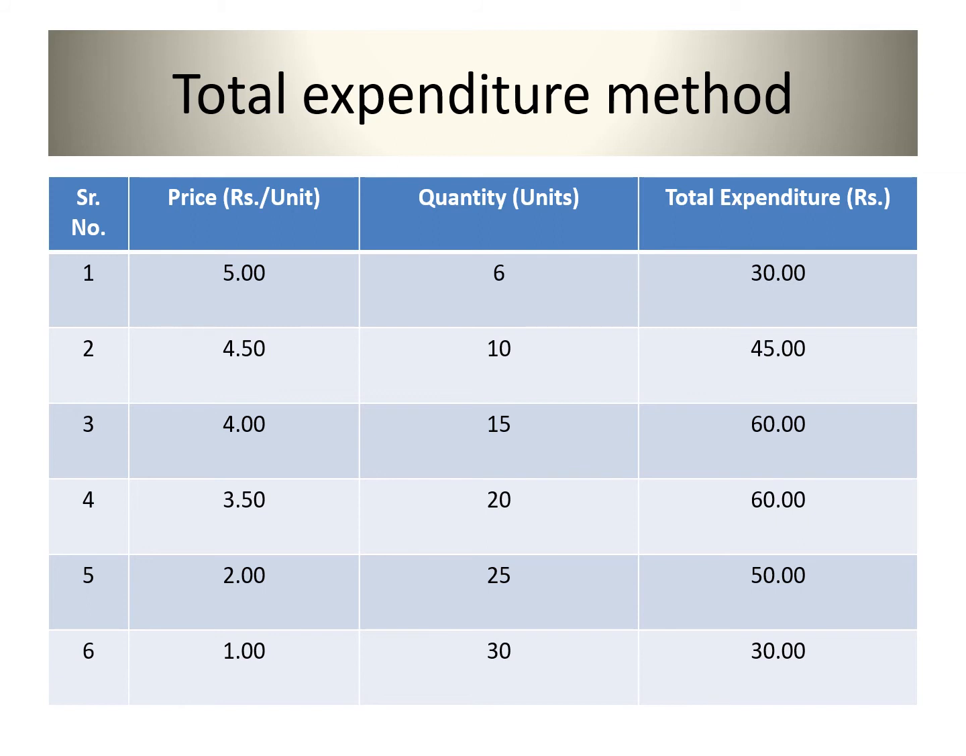In the 5th row, the price is 2 rupees. When the price is 2 rupees, the quantity purchased is 25 units and the total expenditure becomes 50. And at the 6th point, the price is 1 rupee, the quantity purchased is 30 units, and the total expenditure is 30 rupees.